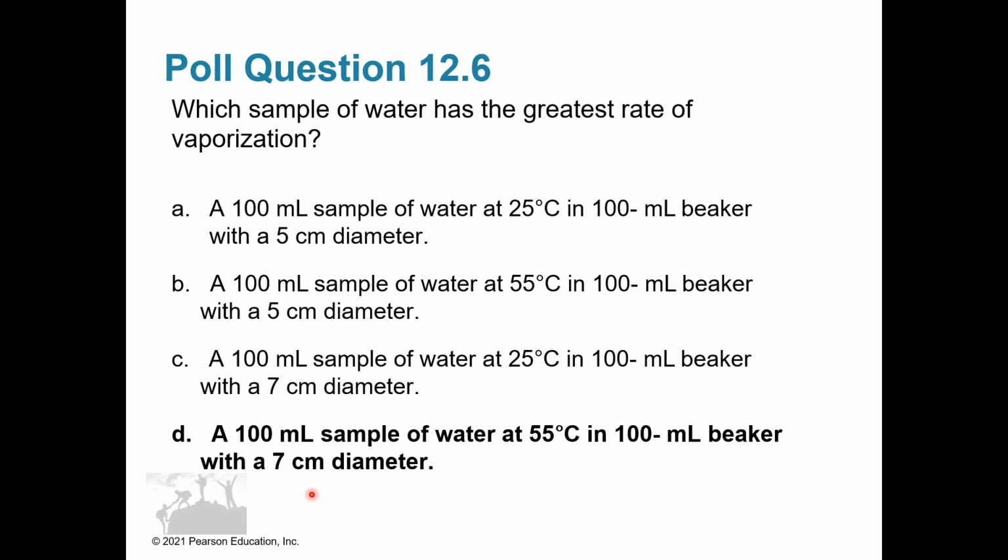If it was less, like in choice B, then those high energy water molecules won't be able to escape as water vapor. So if we have a larger diameter, the water would have more surface area, and the more likely those high energy water molecules will be able to escape as water vapor.